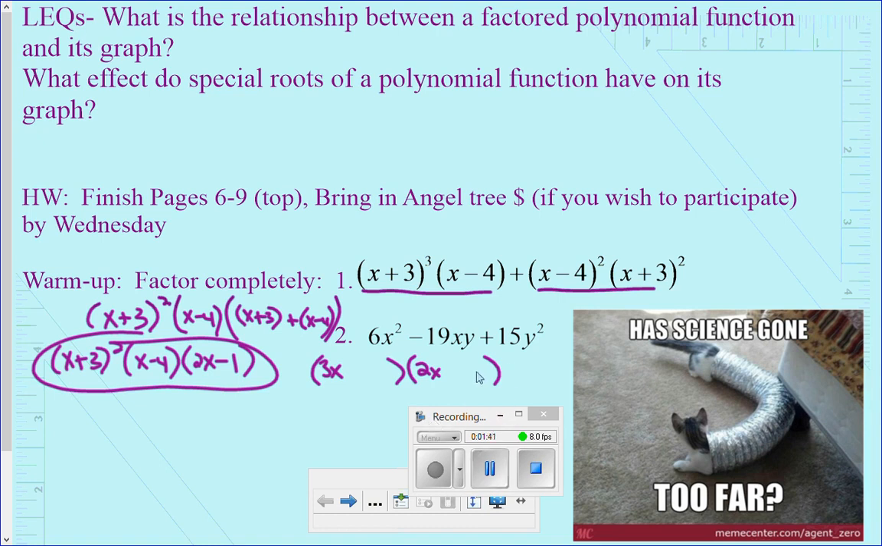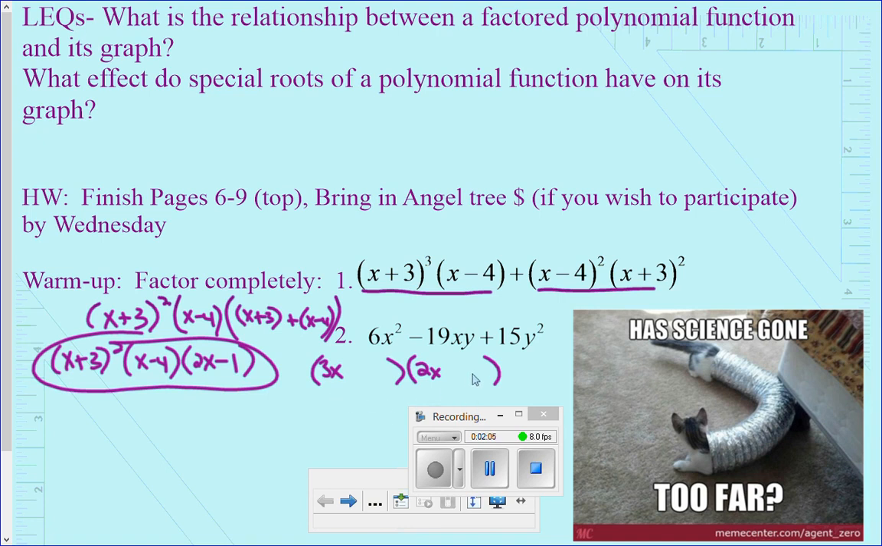So I put the 5 here, 5 times 3, 15, and the 3 here. 3 times 2 is 6. 15 and 6 is not going to give me 19. So let me try 5 here. So 5 and 2 is 10. And 3 and 3 is 9. Yep, that's going to work because that's going to give me 9 and 10 is 19. And I want negative 19.